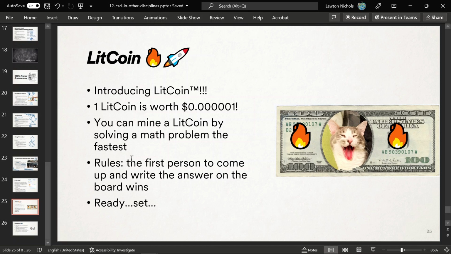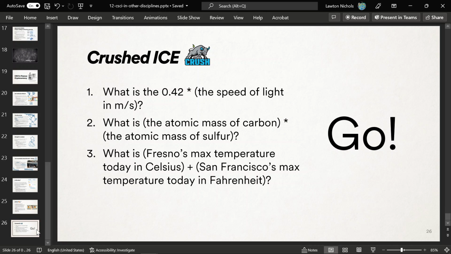So the first person to write the answer associated with this number on the board gets a Litcoin. I'm going to write them on a piece of paper right now for you, so I can give you something physical. It will be on napkins. But are we ready? There are 3 questions total. Each person who gets the answer right first gets the Litcoin. Okay? Ready, set, go. Here are your questions.